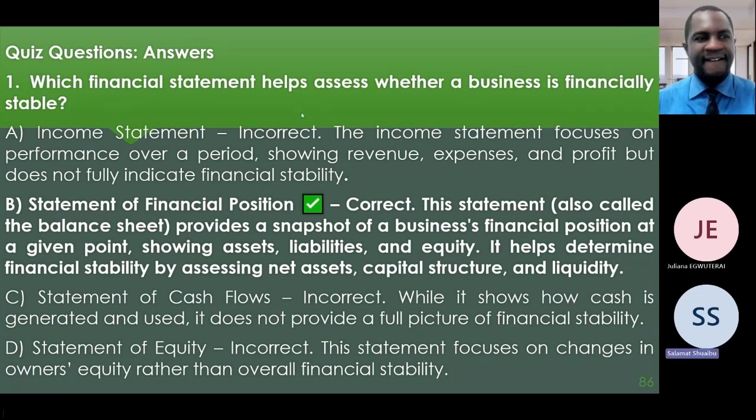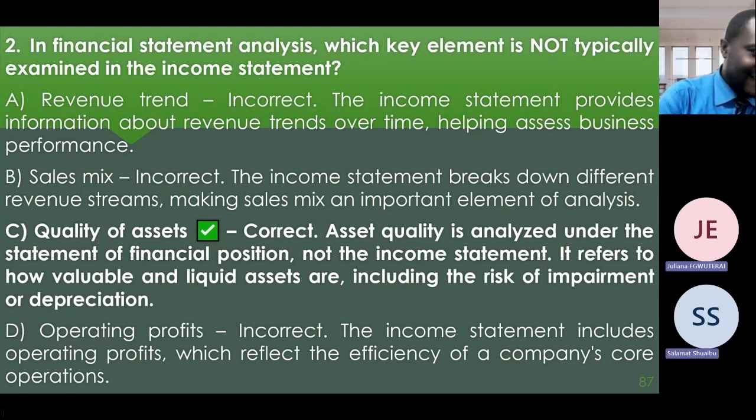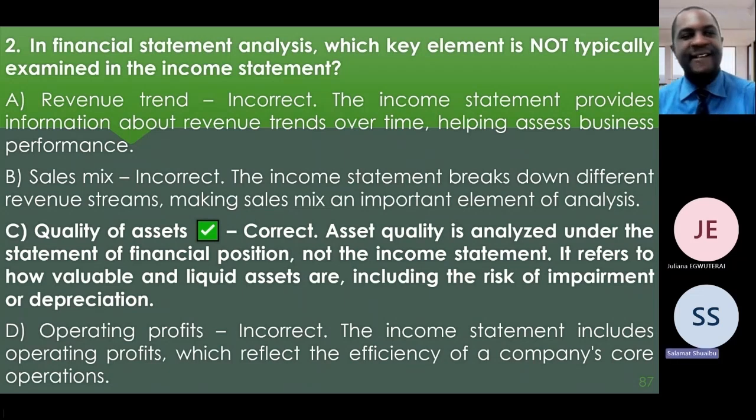Okay, so that's 1. Let's go. Number 2. In financial statement analysis, which key element is not typically examined in the income statement? J got it, C. So J got it, and you picked B. You said sales mix, so that was incorrect.